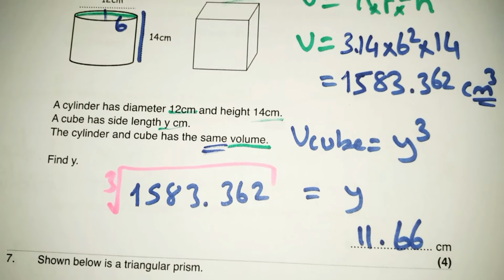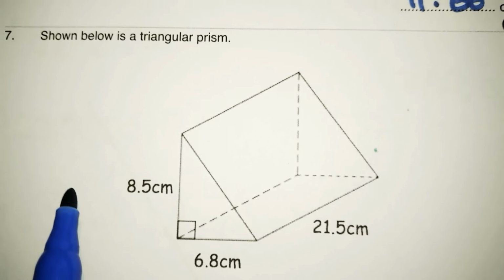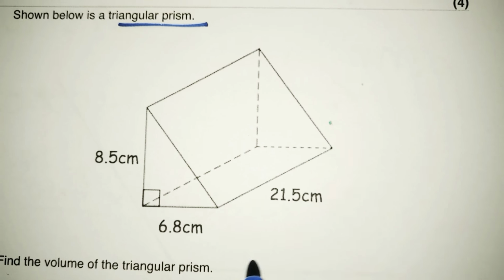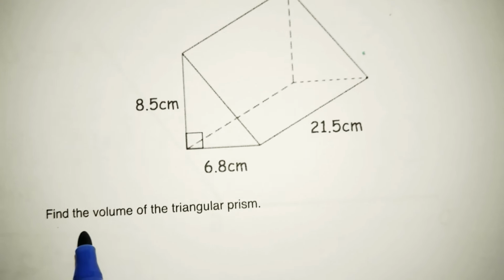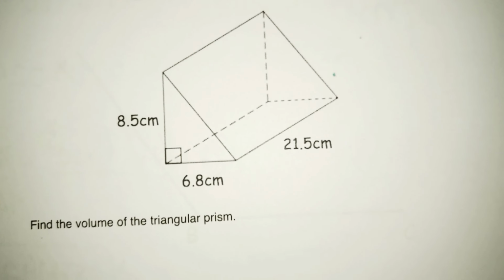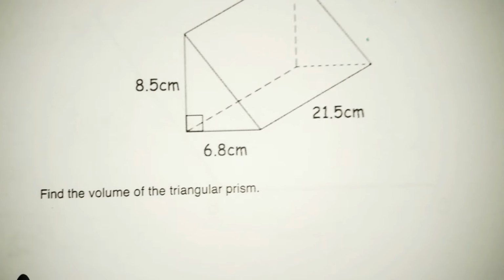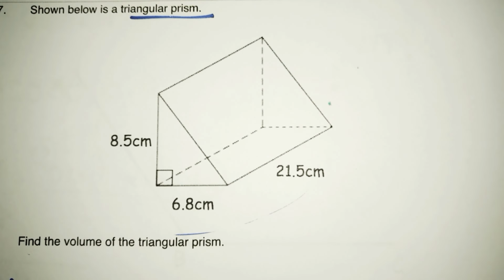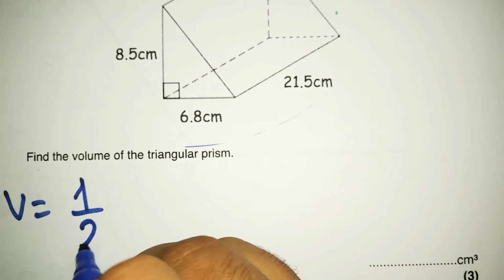So by using the volume of the cylinder and the volume of the cube, I get these calculations very simply and straight away, and I save lots of time. So the next question will be about a triangular prism. Please highlight, in the triangular prism, you see the 8.5, 6.8, 21.5. Find the volume of the triangular prism. So to find the volume of the triangular prism, remember, because this is a triangular prism, we always multiply by a half. So please do not forget and start straight away, please.